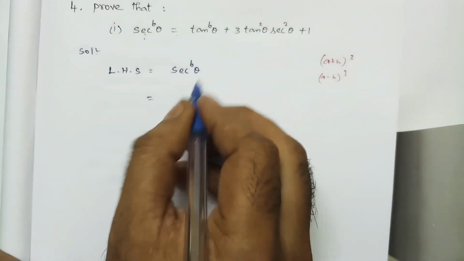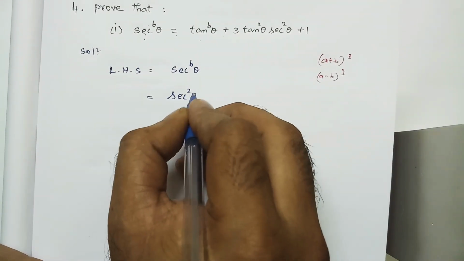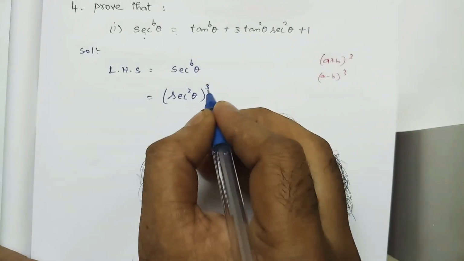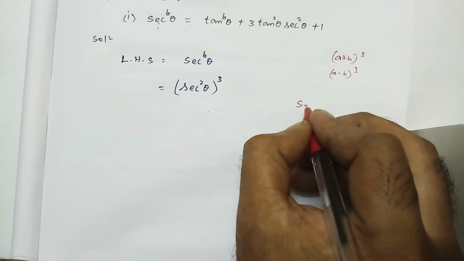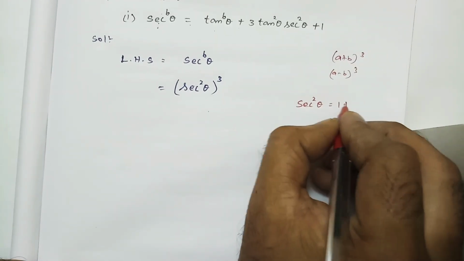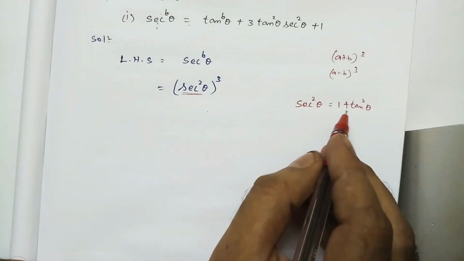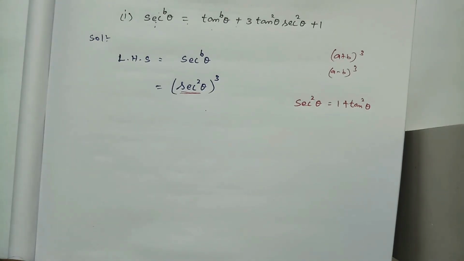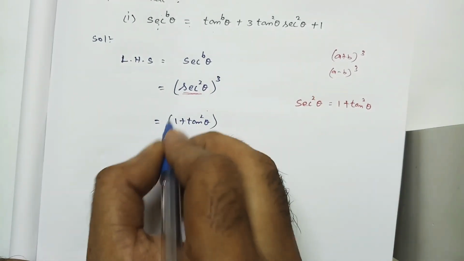So sec power 6 theta, how am I going to write? Sec square theta the whole cube. Already we know the formula of sec square theta. We know that sec square theta is equal to 1 plus tan square theta. So instead of sec square theta, what am I going to write? 1 plus tan square theta. So 1 plus tan square theta the whole cube.